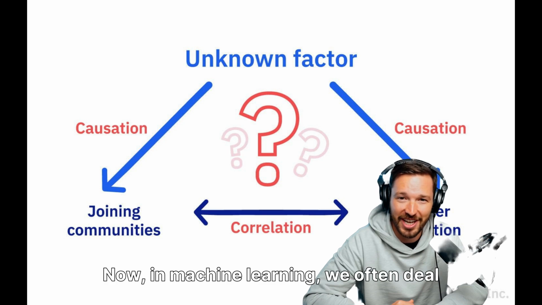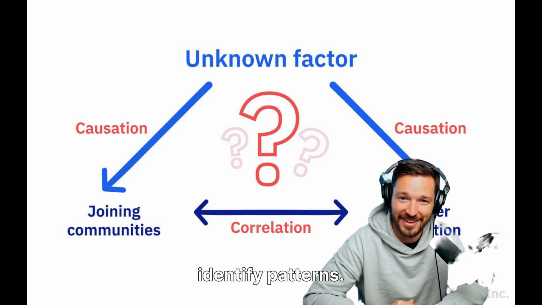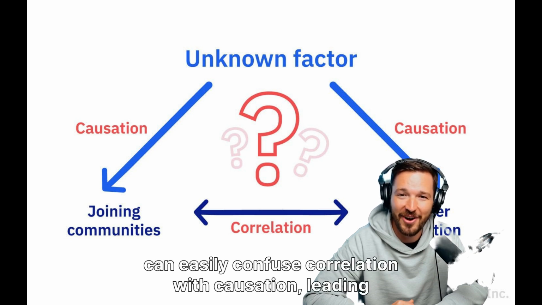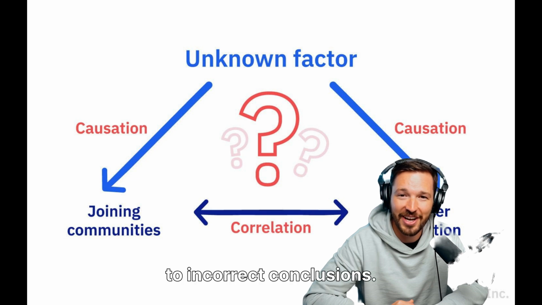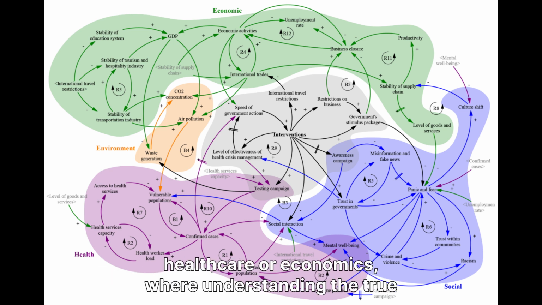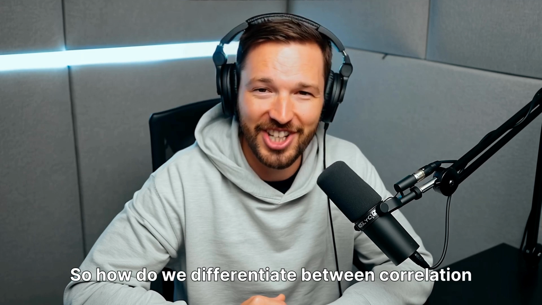Now, in machine learning, we often deal with data sets to make predictions or identify patterns. But if we are not careful, we can easily confuse correlation with causation, leading to incorrect conclusions. This is particularly important in fields like healthcare or economics, where understanding the true cause of an event can have serious implications. So how do we differentiate between correlation and causation?